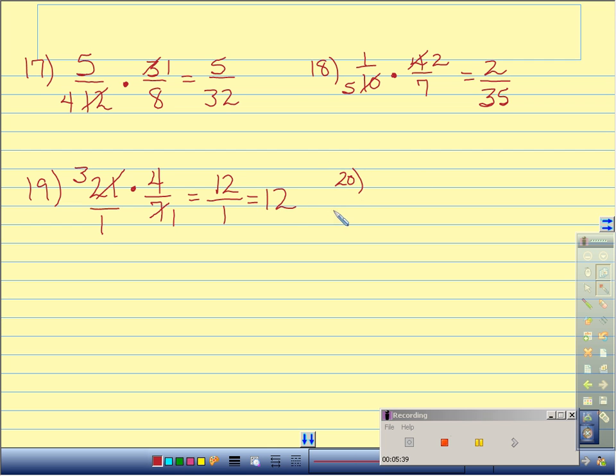Number 20. 5/9 times 18. Put the whole number over 1. We can reduce 9 and 18. 9 goes into itself once. Into 18 2 times. 5 times 2 is 10. 1 times 1 is 1. 10 over 1 is equal to 10.